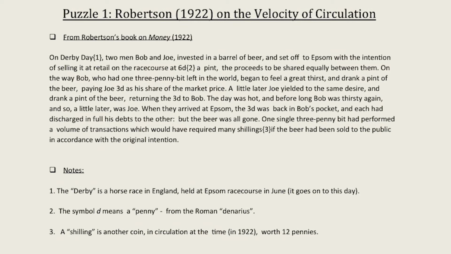One single 3-penny bit had performed a volume of transactions which would have required many shillings, the shilling is another coin that was in circulation at the time, worth 12 pennies, if the beer had been sold to the public in accordance with the original intention. So what do we make of this?